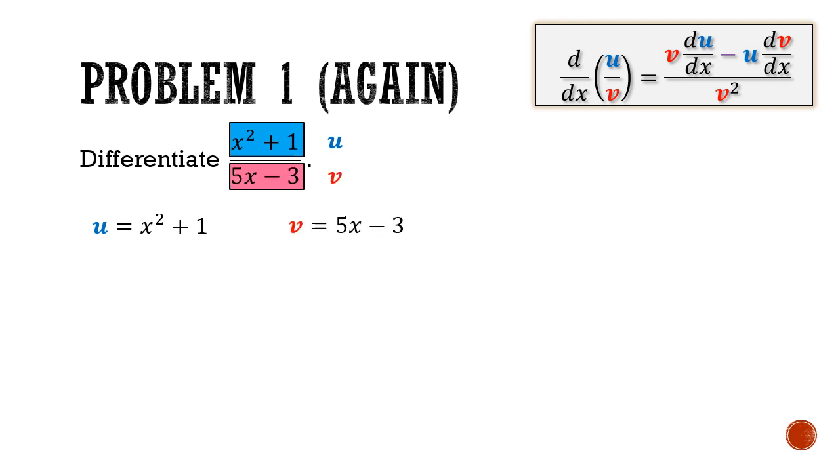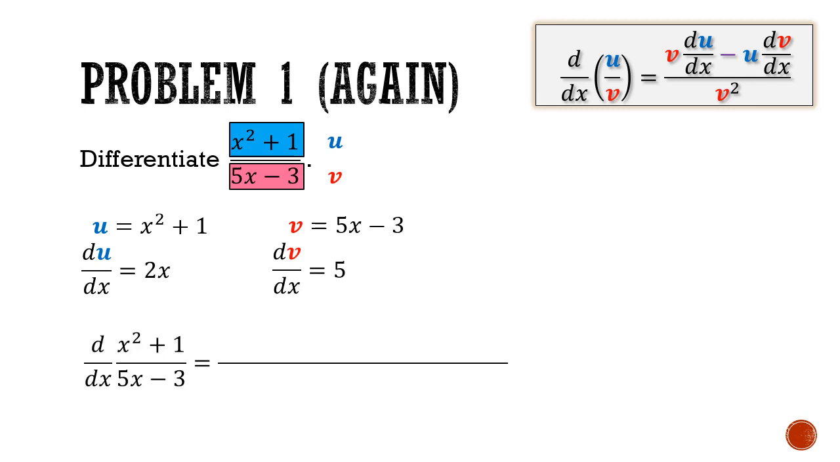We can differentiate u with respect to x, that will give us 2x. Differentiating v with respect to x will give us 5. Now we need to apply the quotient rule. Firstly, we'll do the denominator, v squared. That part is the easiest. It will just be 5x minus 3 squared.